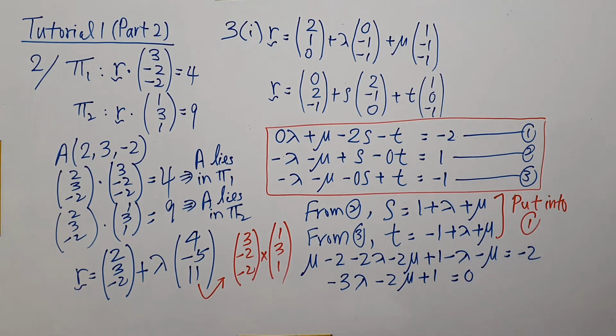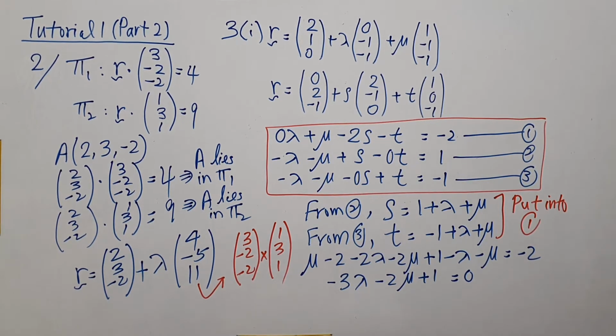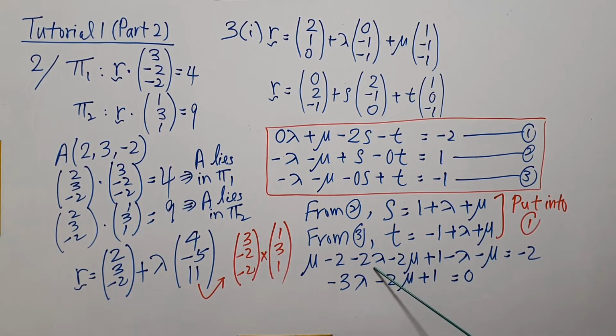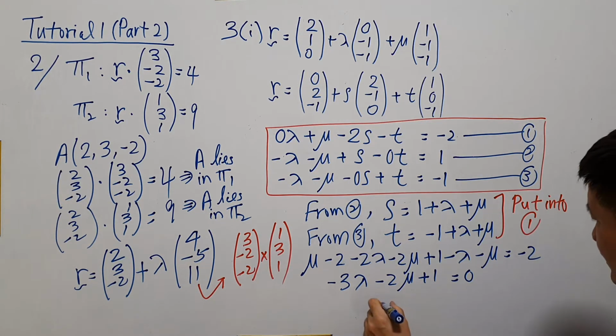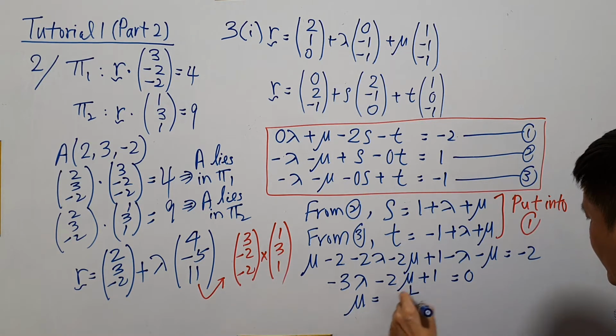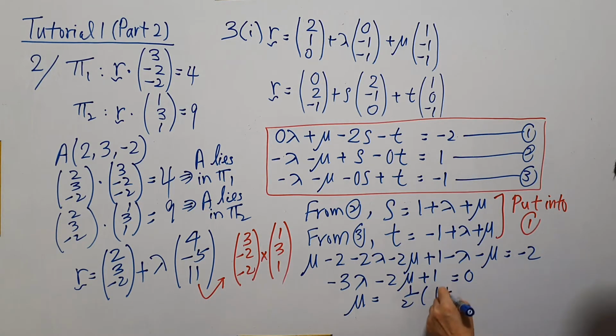Let me check that I'm correct first. This 2 will be gone. You got minus 2 mu, minus 2 lambda, minus 3 lambda. This 2 will be gone, plus 1. Okay, so I should get this. From here I can actually say that mu is equal to half of 1 plus 3 lambda. Okay, I can now say that mu is equal to half plus 3 lambda.